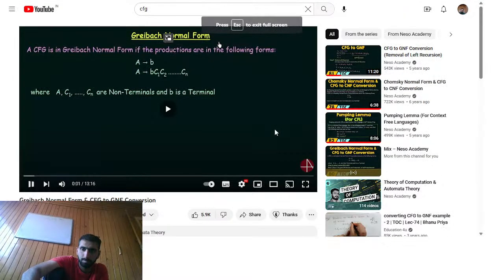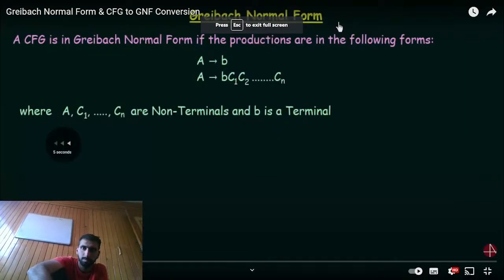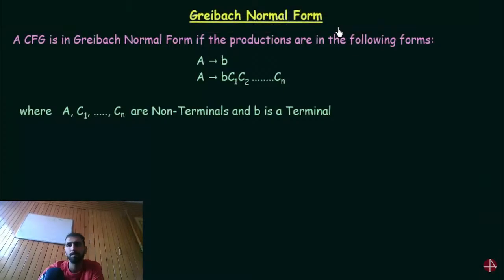In the last lecture, we have studied about Chomsky normal form, and we have also studied how to convert a given CFG to Chomsky normal form. So in this lecture, we'll be studying about another normal form, which is known as the Greibach normal form. We shall see what is this, and we will also see how to convert a given context-free grammar to Greibach normal form. Alright, so let's see what is a Greibach normal form.